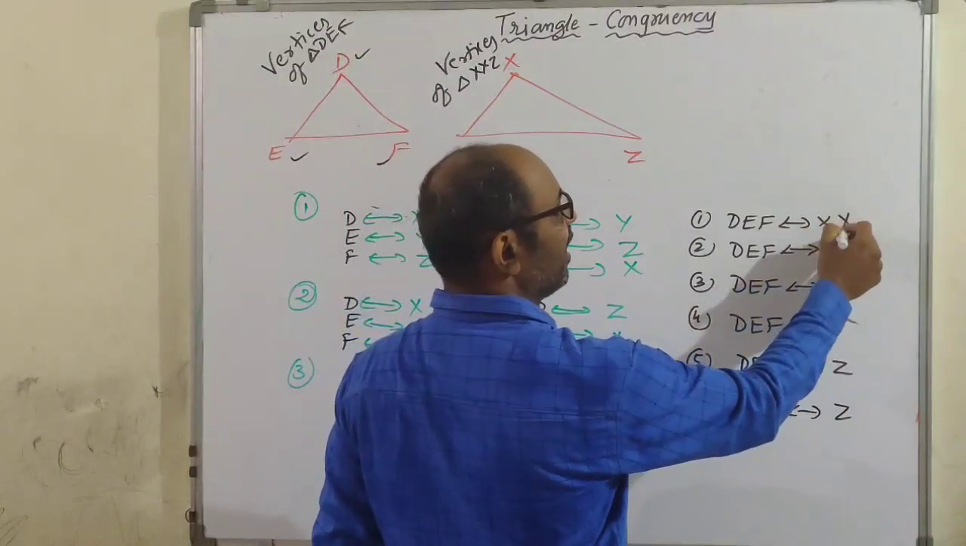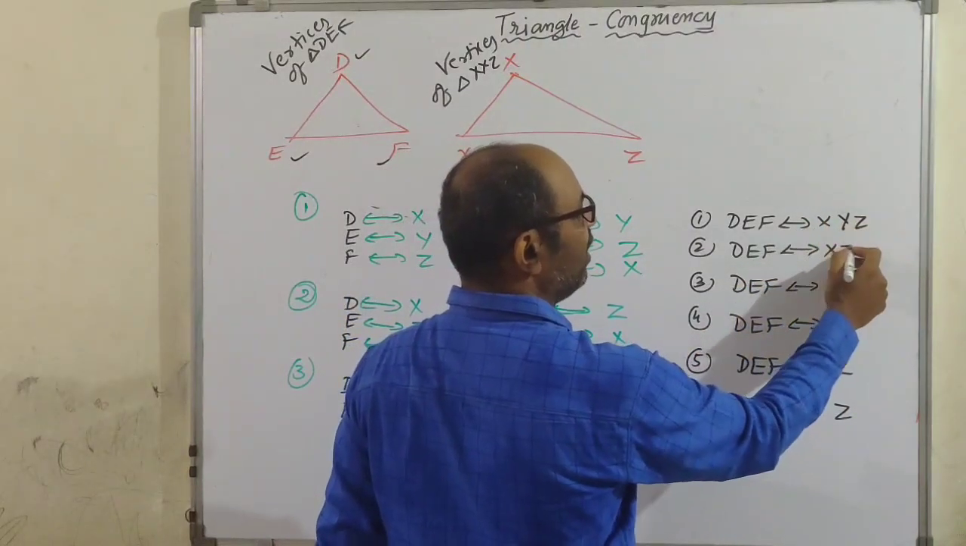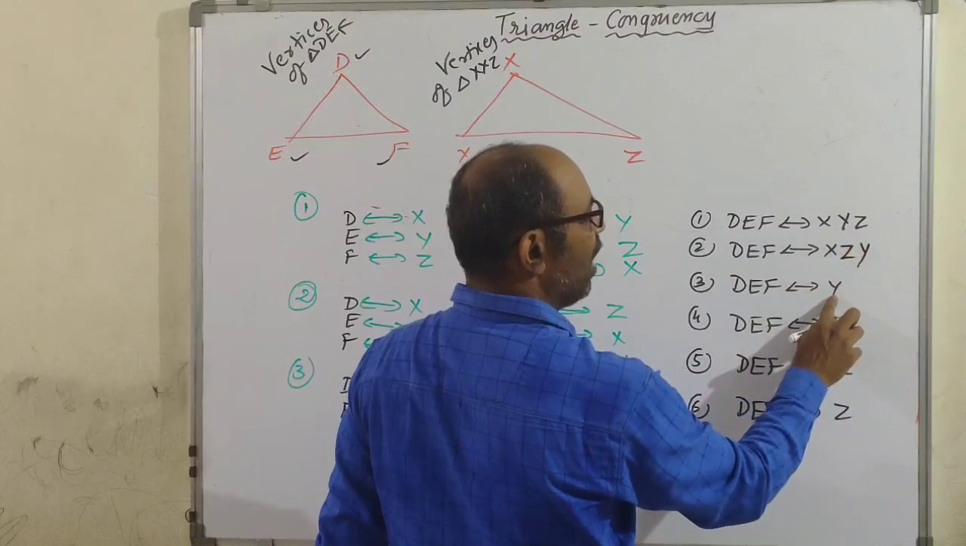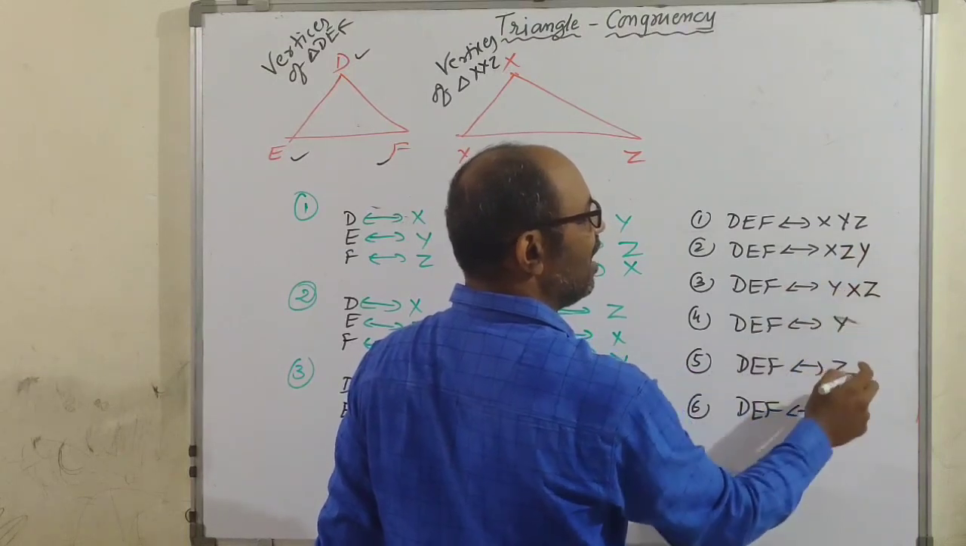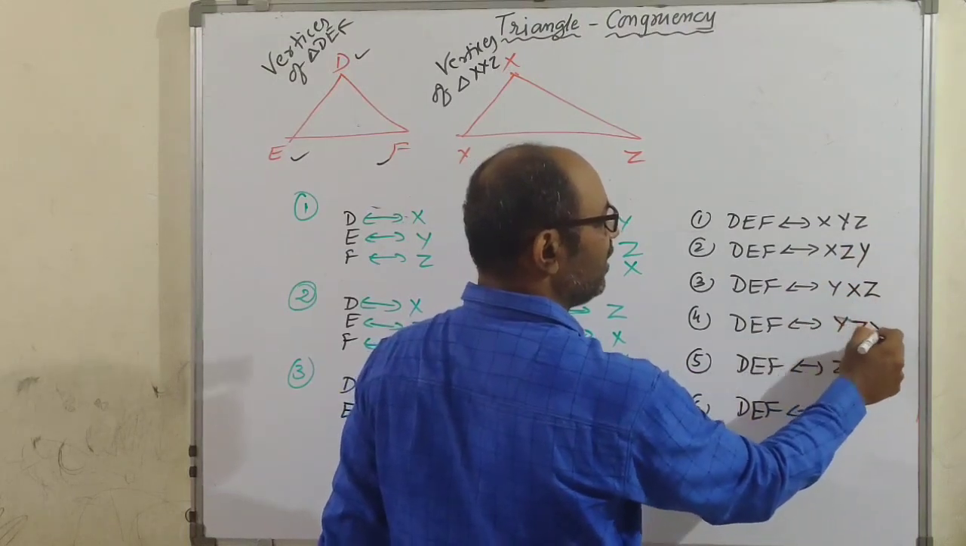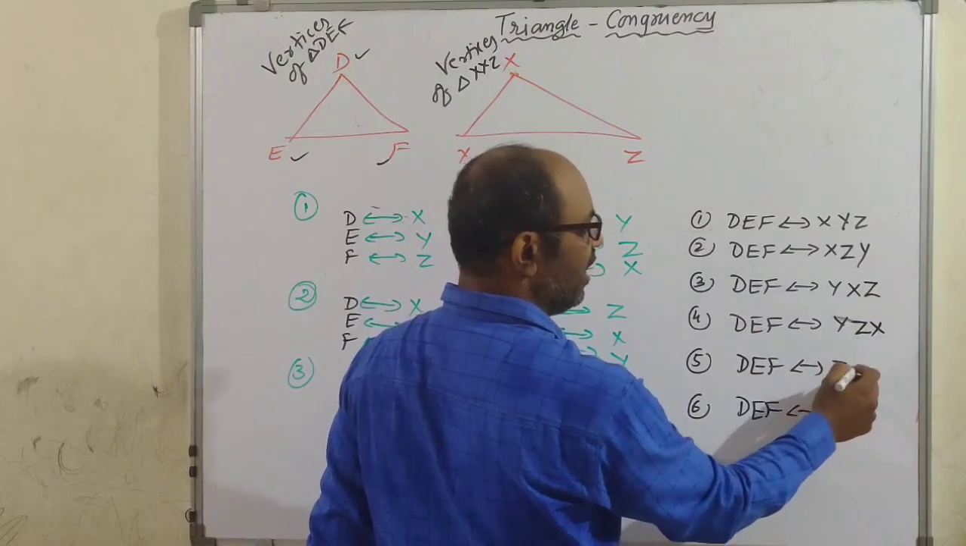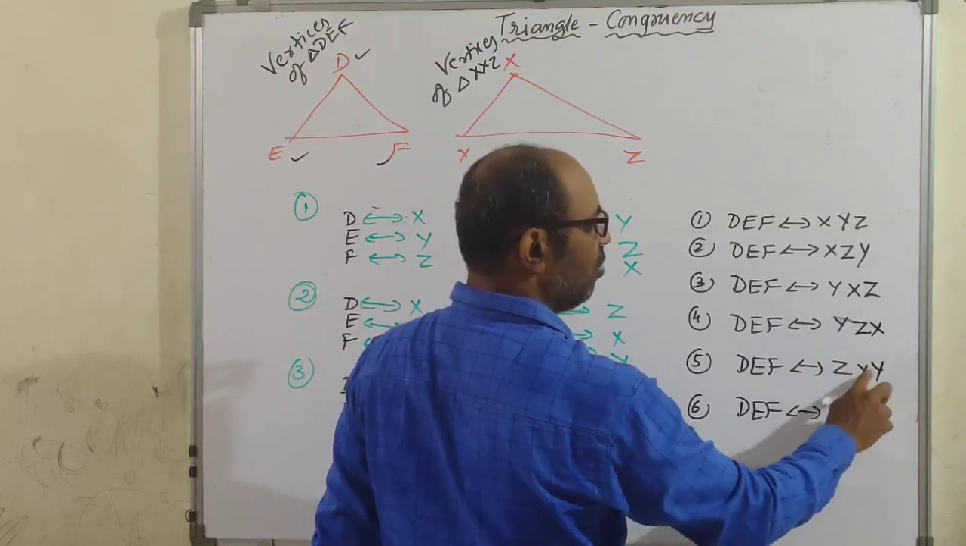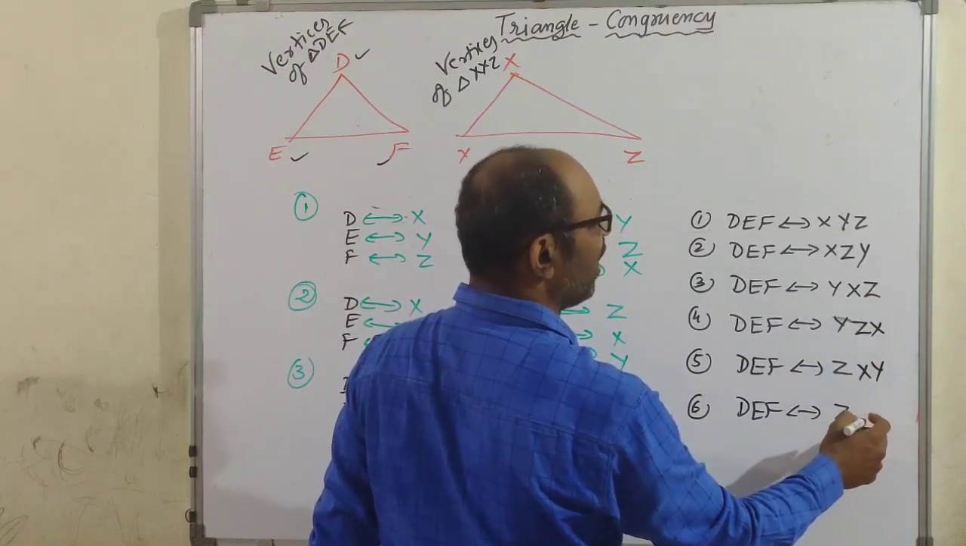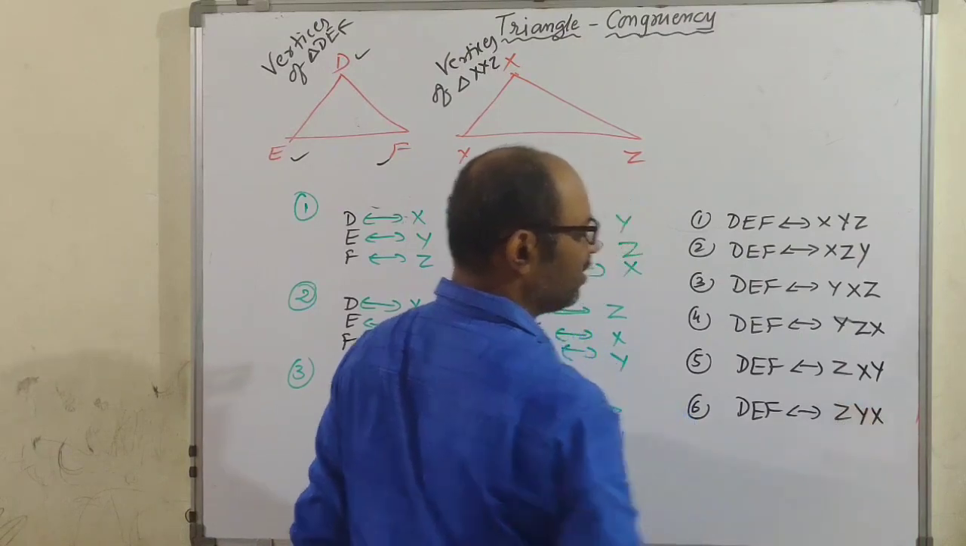X is already there, write down yz. You have written yz, reverse it, zy. Y is already there, x and z are left. You have written xz, write zx. Z is already there, remaining are x and y. You have written xy, then you write here yx.